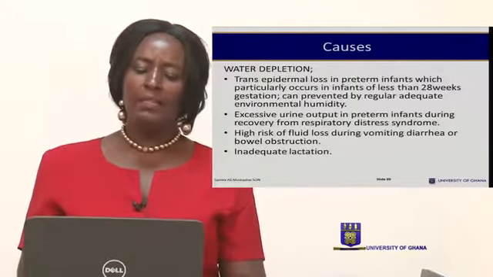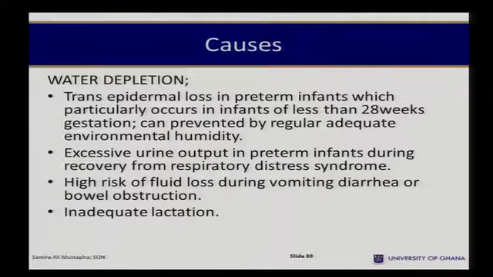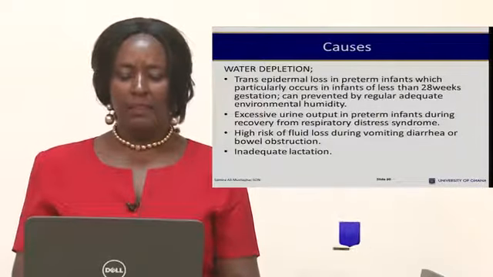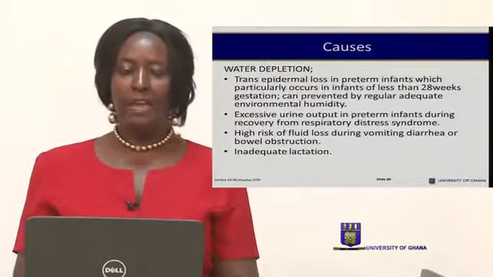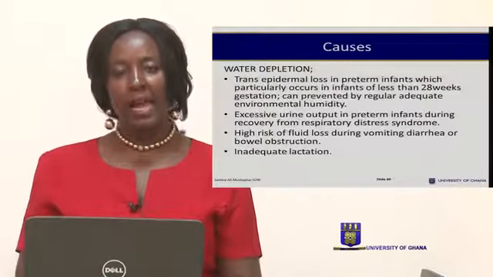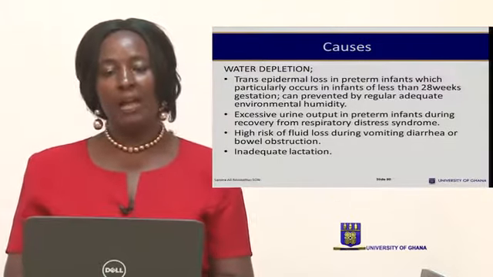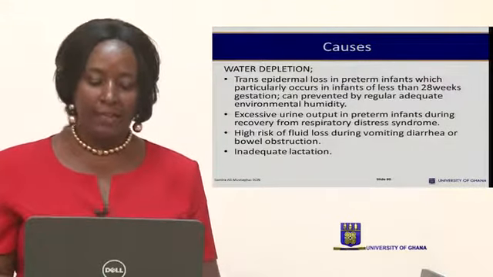So when we're looking at the causes, we are looking at water depletion. It's very, very important that we understand that the transdermal loss in preterm infants, which particularly occurs in infants less than 28 weeks of gestation, can be prevented by adequate environmental humidity. Hence, the importance of nursing preterm infants in the incubator where the air is humidified.